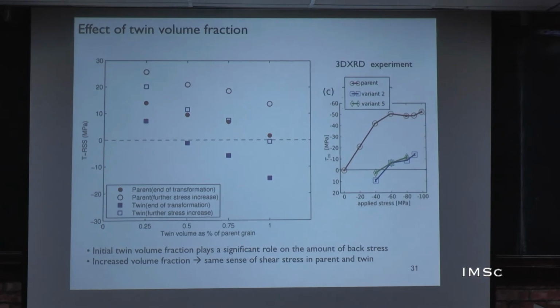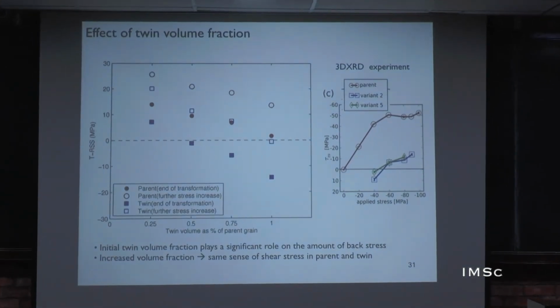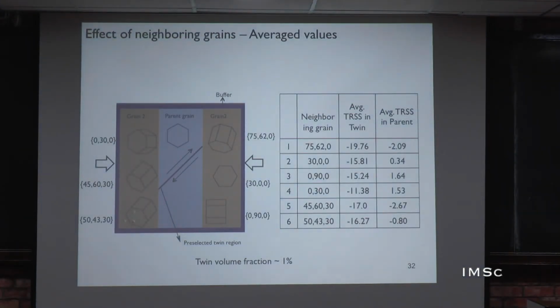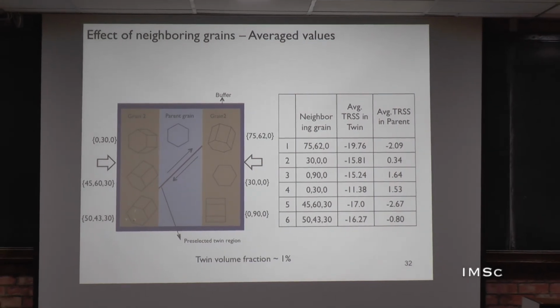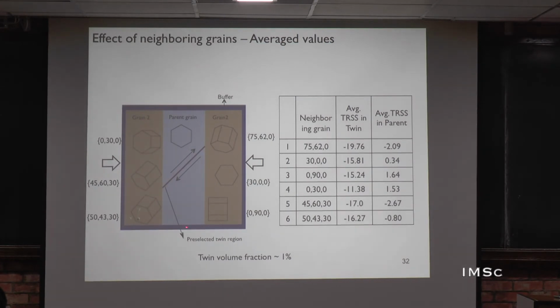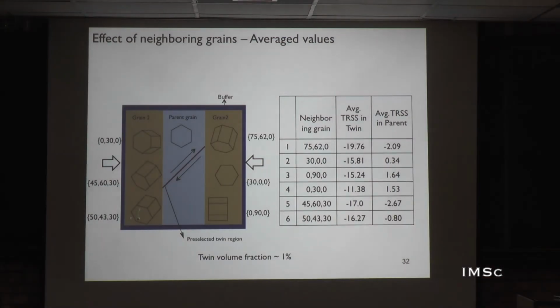Okay, this is just taking the different volume fractions and comparing it with the experiments. This is the last thing I will show. Because we were thinking the local stresses are responsible for plastic deformation or formation of twins, we keep the same twin in the parent but change its local neighborhood, because we can do that, and then see whether that affects the average resolved shear stresses in the parent and the twin.